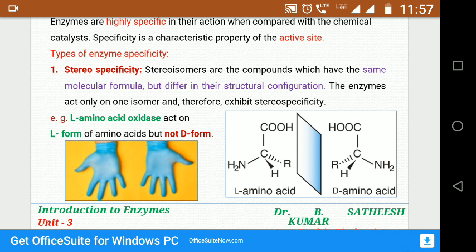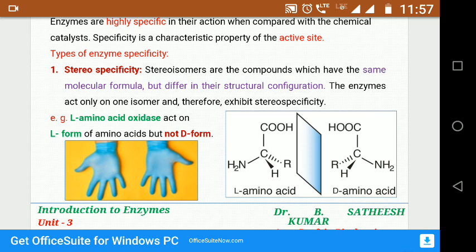So in the diagram, the L form is like a mirror image of the D form, or otherwise we can say the D form is a mirror image of the L form also. Okay, so that is why the active site will be formed in such a way that the active site of L amino acid oxidase fits only L amino acid but not the D amino acid. D amino acid cannot fit in the active site of L amino acid oxidase.